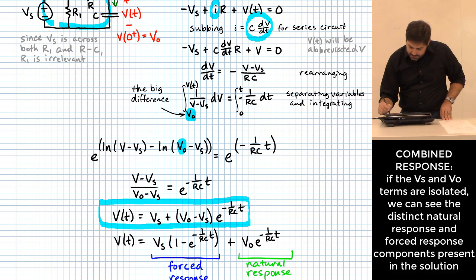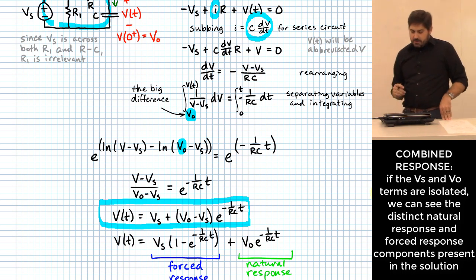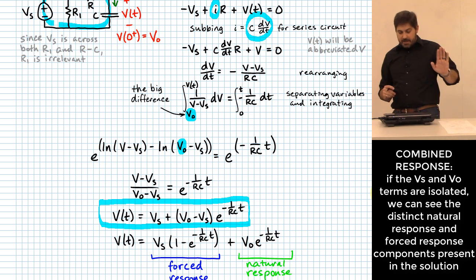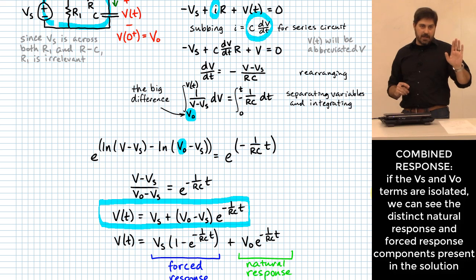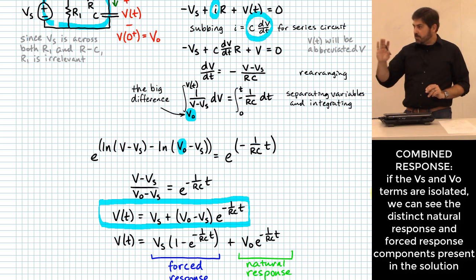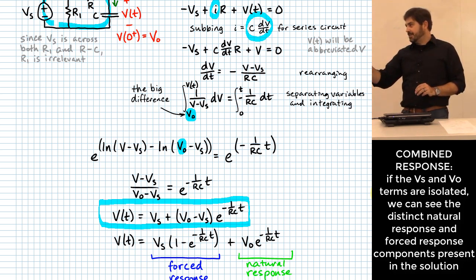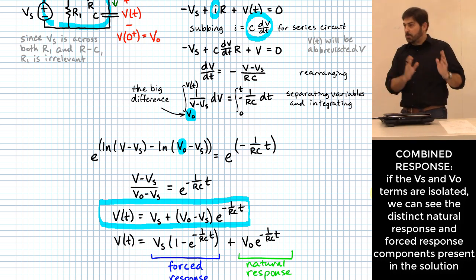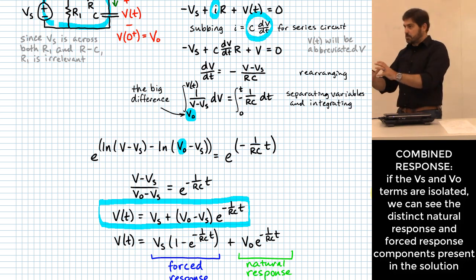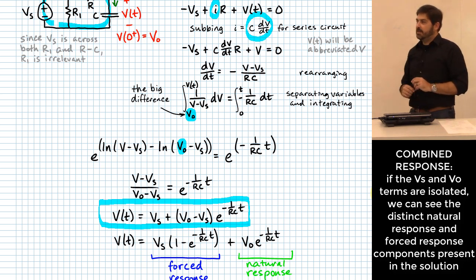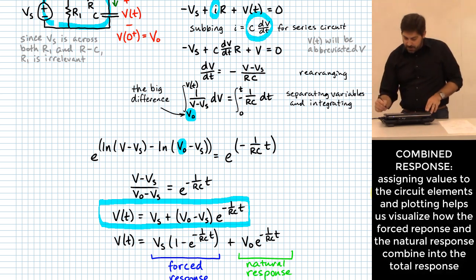And what you will notice is the parts that have Vs in them is exactly the expression that we had for forced response in a capacitor. See that? What's the expression that involves V0? That's exactly the expression we developed for natural response in a capacitor. And so what we see here is that the total response is the sum of the forced response and the natural response.